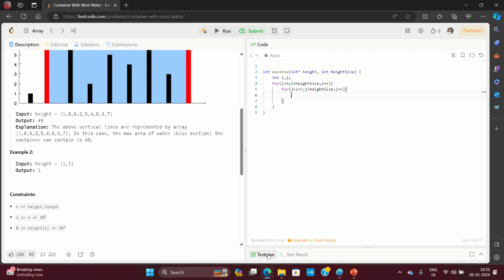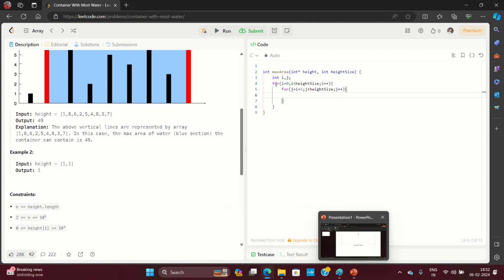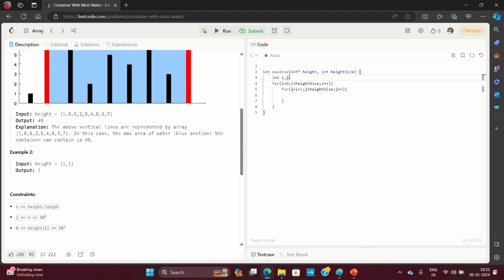Now what are we doing basically? We will be taking a variable called max area, which will be initially 0. That is the least area that we can assume, right?